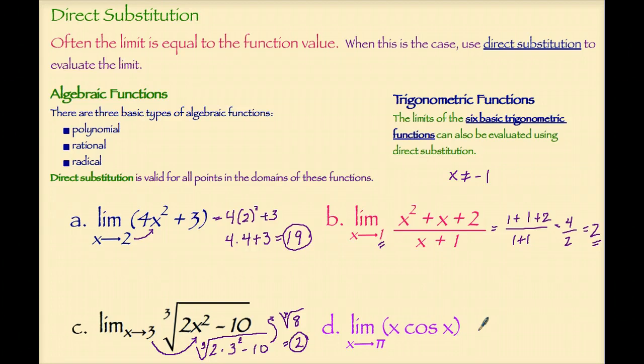Finally, we'll take the limit of this trigonometric function. Since the domain of cosine is all real numbers, and of course the domain of the function x is all real numbers as well, we'll be able to directly substitute pi into this function in order to evaluate the limit. This is going to give us pi times cosine of pi. Since cosine of pi is -1, we end up with pi times -1, which gives us -pi. The limit and the function value at pi of this function.